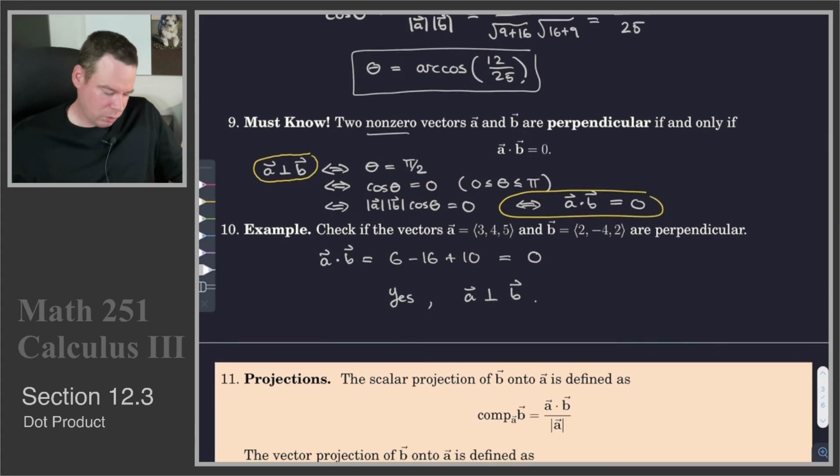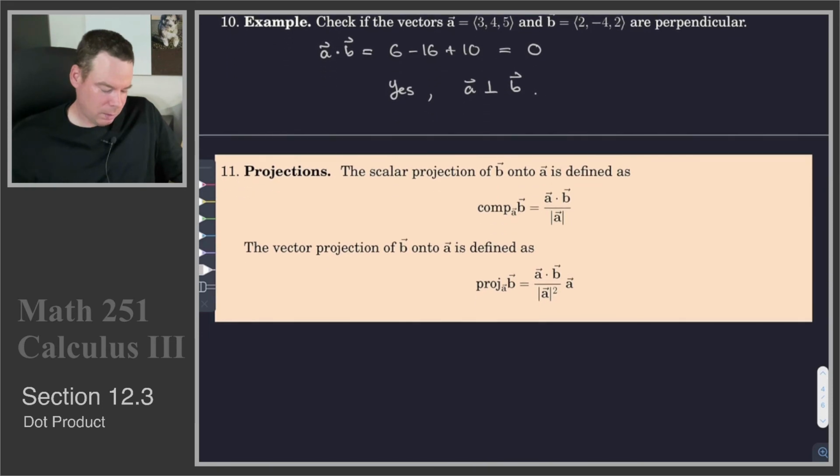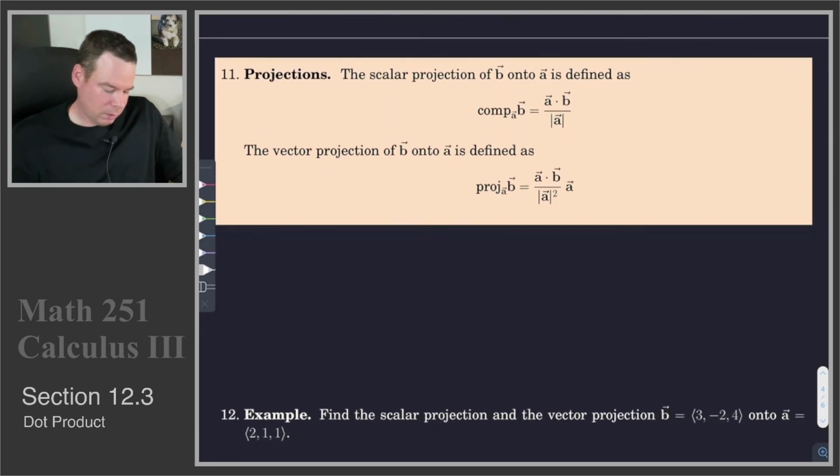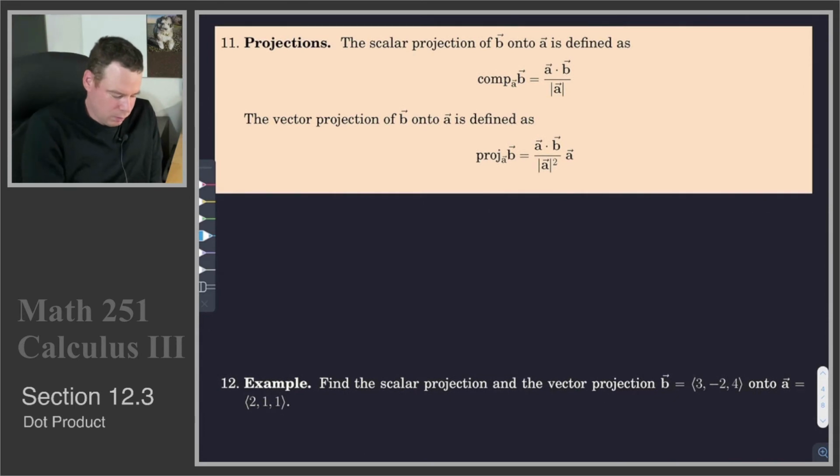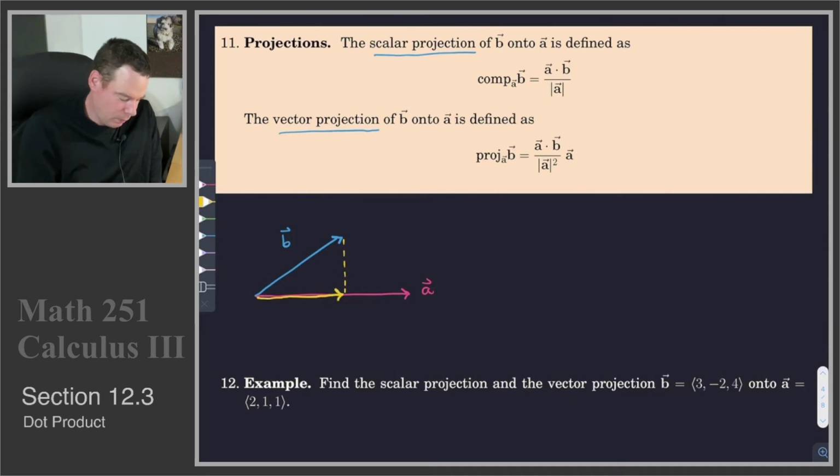Now the last thing I want to introduce when talking about the dot product is this idea of projection. So in this definition we have two kinds of projection, a scalar projection and a vector projection. Rather than go into the individual formulas here, we'll get a feel for what the idea is we're trying to capture. So we've got a vector B, we've got another vector A, and the idea is to take that vector B and break it up into the sum of two vectors. One vector that's parallel to A, and one vector that's perpendicular to A.